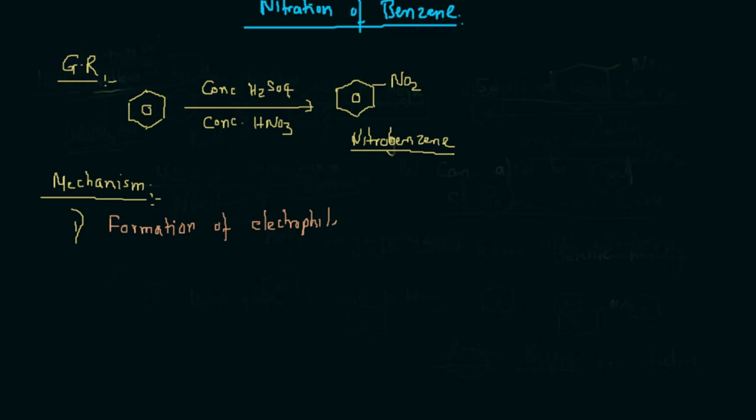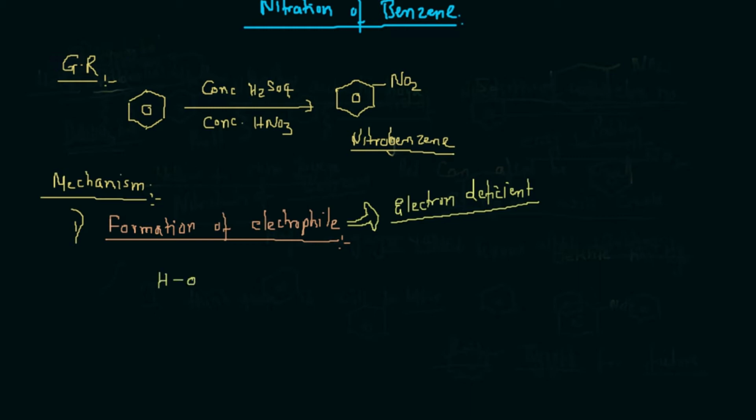The first step is formation of electrophile. Now the question comes, what is an electrophile? So let me tell you the important aspect of an electrophile. An electrophile is nothing but the species which is electron deficient and which has huge attraction for electrons, or simply you can say which is in love with electrons. Such species are called electrophiles.